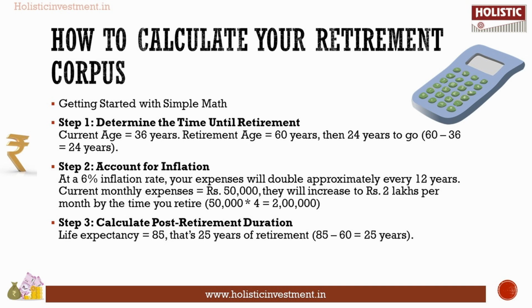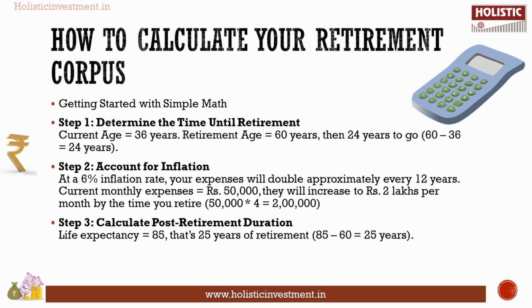Step 2. Account for inflation. Remember, your expenses will increase over time due to inflation. At a 6% inflation rate, your expense will double approximately every 12 years. Therefore, in 24 years, your expense will quadruple. For instance, if your current monthly expenses are rupees 50,000, they will increase to rupees 2 lakh per month by the time you retire.